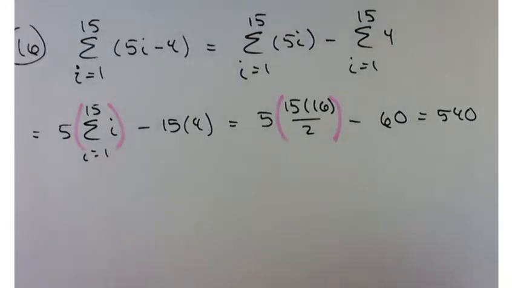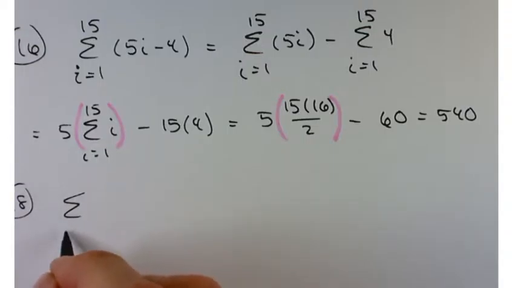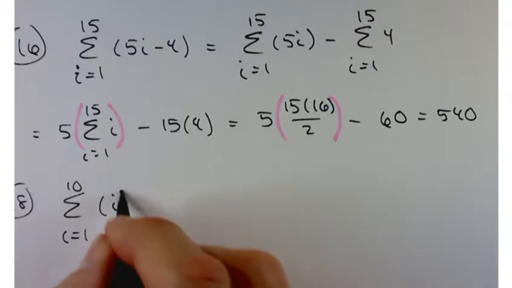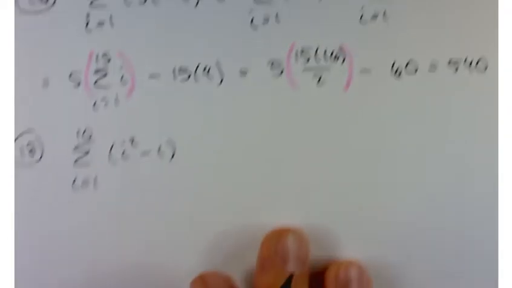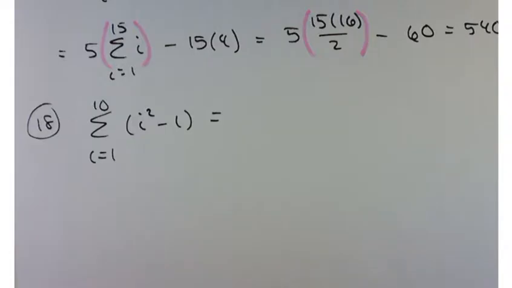We're okay there? All right, so let's try another one like that, problem number 18. In fact, if you want, I can let you try this one. Problem number 18 is the sum from i equals 1 to 10 of i squared minus 1. And again, try and use the formulas. I mean, you can actually do this in other ways, including your calculator to double check it, but as usual, I'm going to want to see the work.